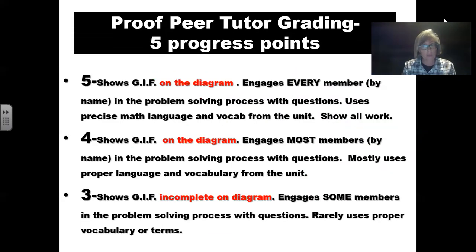I will be grading these presentations. I'm going to wander around. This is in the progress category. Let me just read you what a 5 out of 5 looks like so there's no confusion. To get a 5 out of 5, you're going to show given implied freebies on the diagram. You engage every member by name in the problem-solving process with questions. You use precise math language and vocabulary from this unit, and you show all work. That's a 5 out of 5. I'm going to be quiet for 10 seconds so that you can just read what a 4 and a 3 look like.